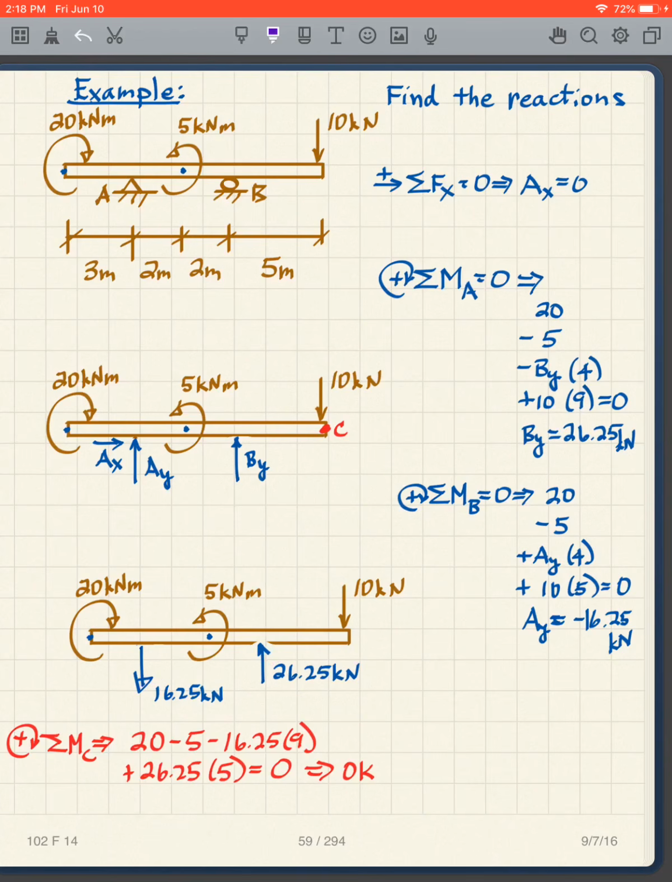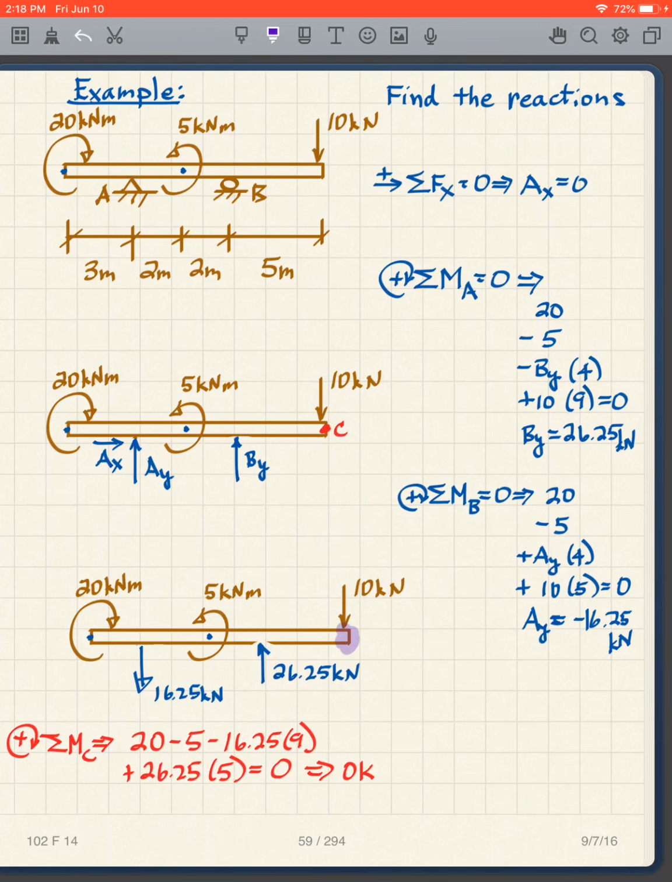One thing we want to do is look at what forces are going down. I've got 10 and 16.25 going down. That's 26.25, and I have 26.25 going up. That's correct. I can also take moments about this point C.